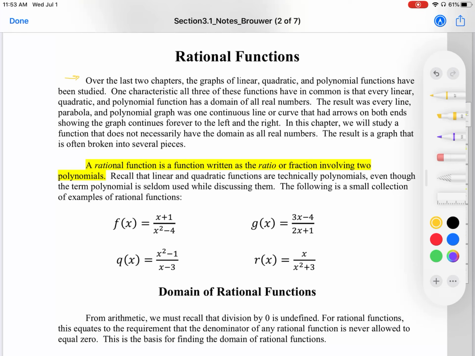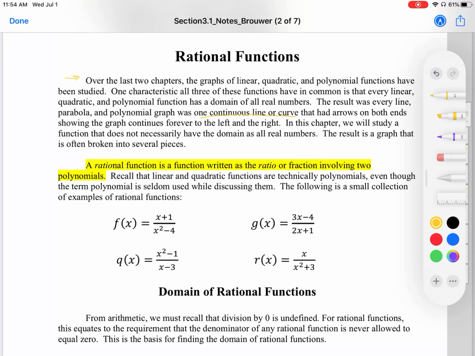Over the last two chapters, the graphs of linear, quadratic, and polynomial functions have been studied. One characteristic all three of these functions have in common is that every linear, quadratic, and polynomial function has a domain of all real numbers. The result is that every line, parabola, and polynomial graph is one continuous line or curve that has arrows on both ends, showing the graph continues forever to the left and to the right.